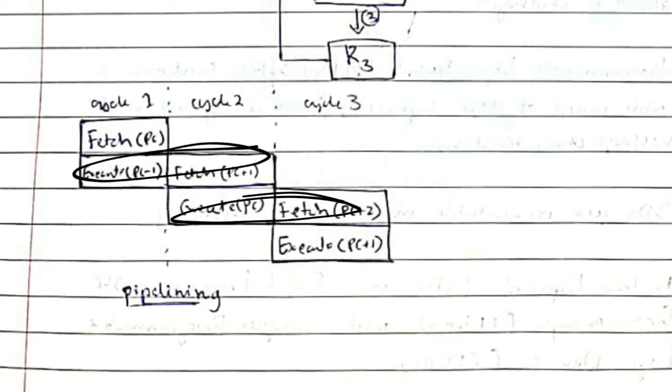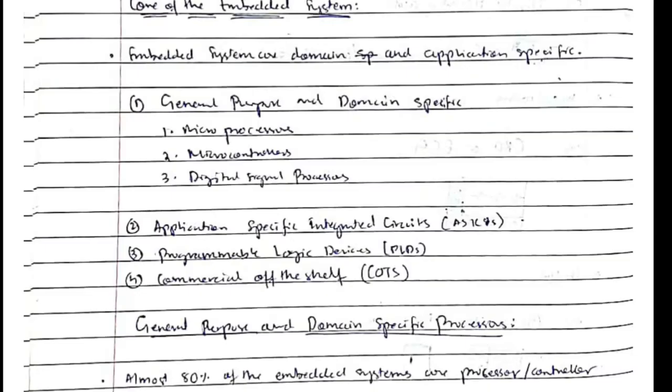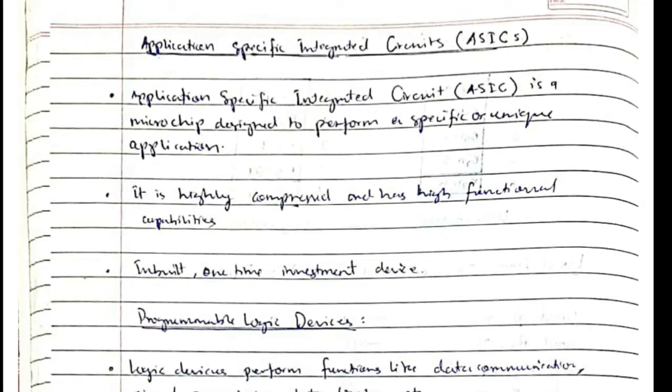This will save a lot of time. So that's known as pipelining. Now, having discussed the first part, general purpose and domain specific, let's move on to the second one, which is application specific integrated circuits. It's a very small topic.